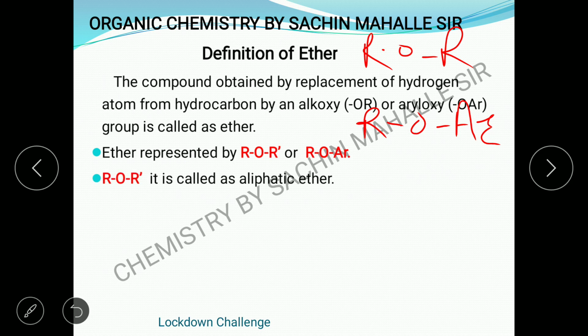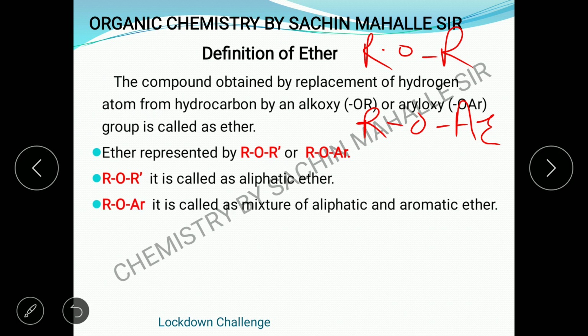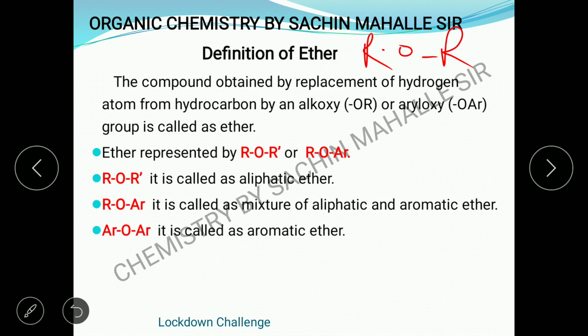If oxygen is attached to both alkyl groups, then it is called aliphatic ether. And if the oxygen atom is attached to one alkyl group and another aryl group, then it is called a mixture of aliphatic and aromatic ether. If the oxygen atom is attached to both aryl groups, then it is called aromatic ether.